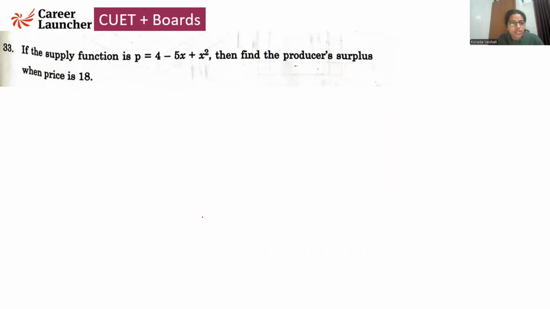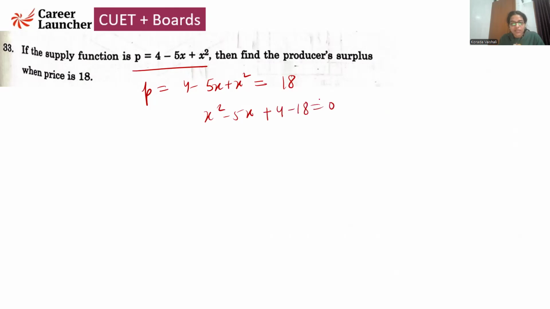Now the next question is based on the supply function, that if P is 4 minus of 5x plus of x square, we need to find the producer's surplus. Because my P is equivalent to 4 minus of 5x plus of x square, let us just equate it to the price, which is 18, and solve the given expression. I'm having x square minus of 5x minus of 14 is equal to 0. If you solve this, you will get x as 7 or minus 2. Minus 2 can never happen because the number of units can never be negative. So x is 7 over here.